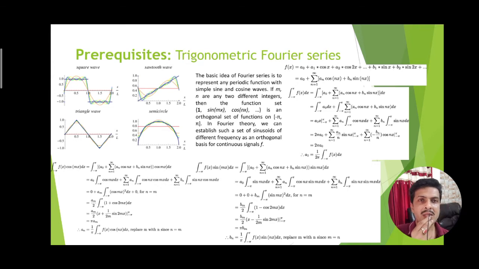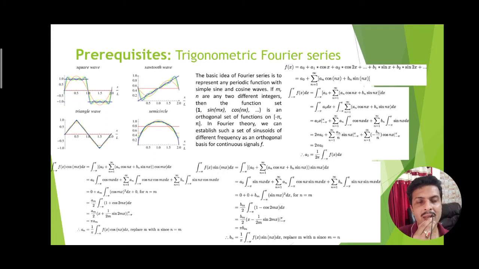There are some prerequisites for this analog and digital communication system. First of all, we need the basic idea of the trigonometric series. So before going to this course, we should have a recapitulation of the trigonometric Fourier series.